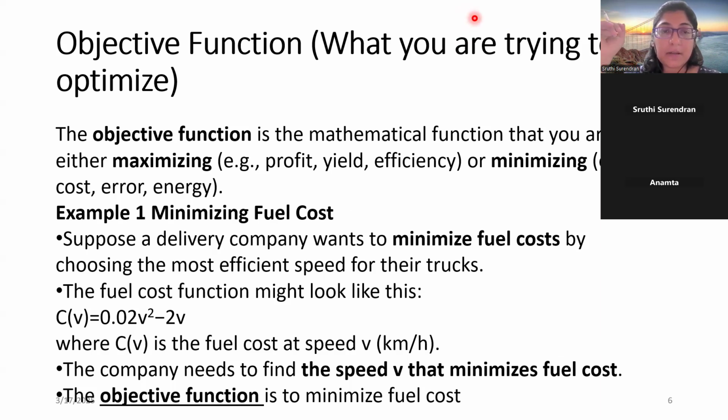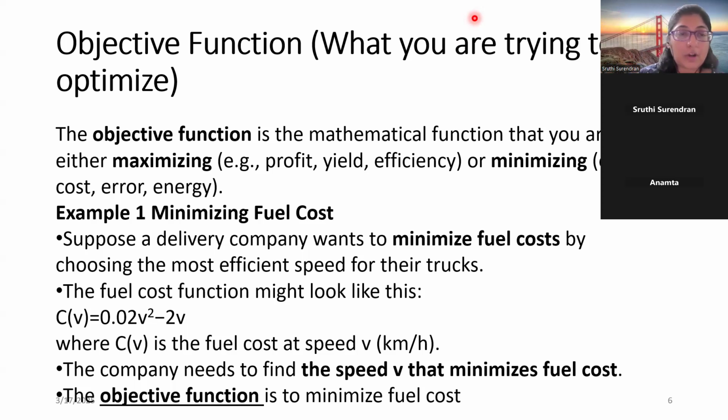So if you take, for example, a delivery company wants to minimize the cost of the fuel of transporting something by choosing the most efficient speed for their truck. So they want to reduce the cost of fuel that a truck requires by changing the speed of the truck. So minimizing the fuel cost is what you call the objective function over here.